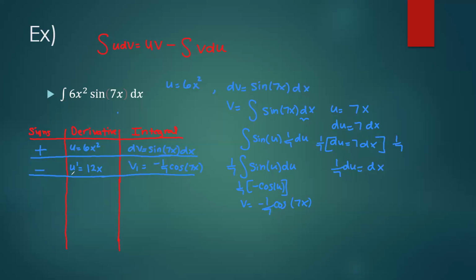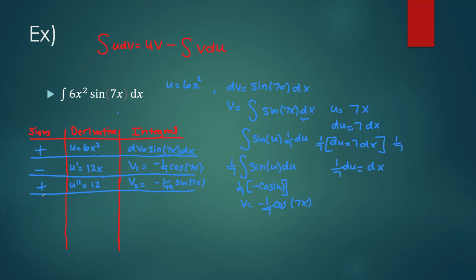Okay, and then keep on going, because eventually you're going to stop when your u prime becomes 0. So the next sign would be positive, and then u double prime is the derivative of 12x, which is 12, and then v naught is basically the integration of this. So the integration of negative 1/7 cosine of x, I'm just going to write it out. You could do the work, but when you do the work, it's going to be negative 1/49 of sin of 7x.